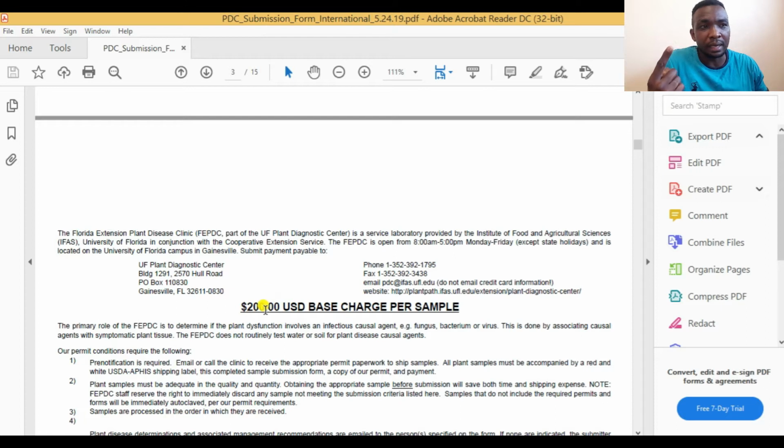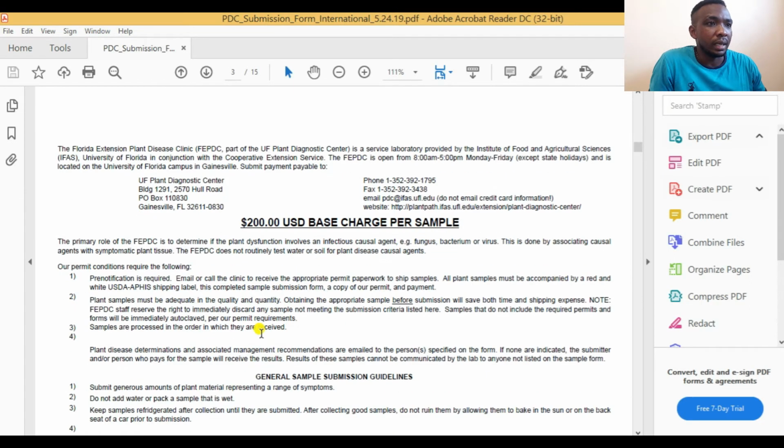So this only costs $200, and not $800, because it's not four different samples. If you send four samples and you want to run different tests for different things, then you would have to pay $800, $200 per sample.